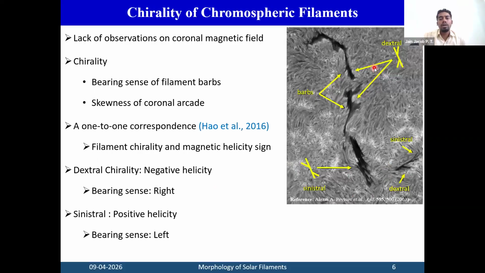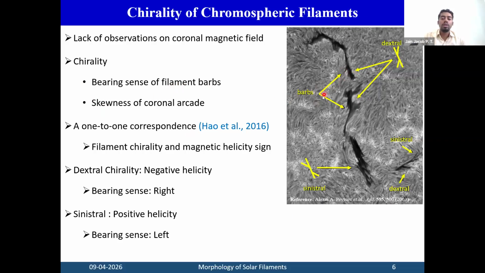So when it comes to the filament case, we don't have observations of the coronal magnetic field. So we have to find the helicity of the filament. We have to move to study another feature like chirality. The chirality is a representation of the helicity of the filament. This chirality can be estimated using the bearing sense of the filament barbs or the skewness of the coronal arcade.